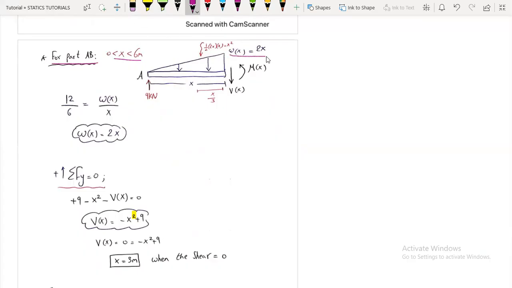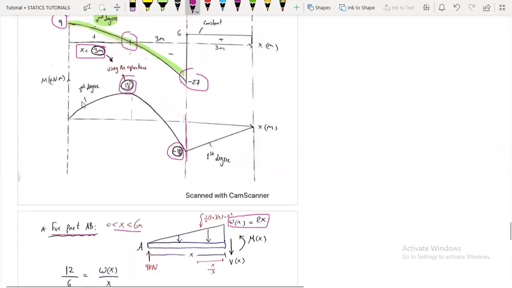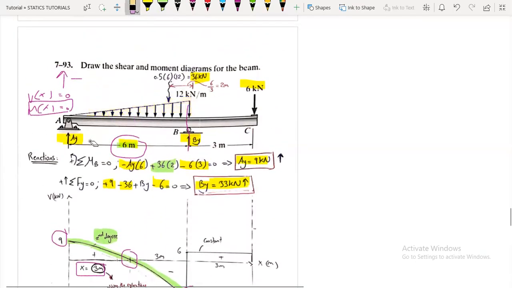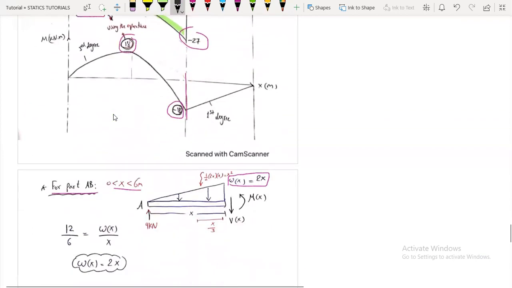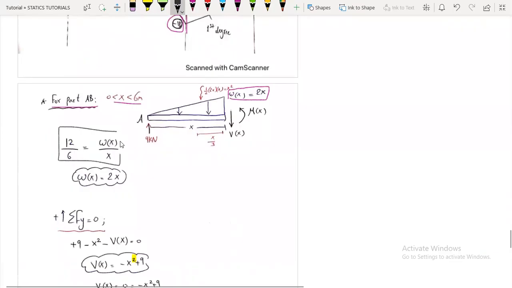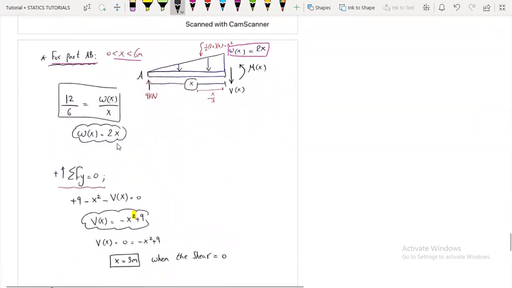But I should find the loading at the cut in terms of x. So here the triangle is what? 12. Here it's 12 over 6 meters. And I will say, okay, at the cut, it is omega x over x. So 12 over 6 equals omega x over x. Here it is x. So omega x will be 2x. Okay, here it is 2x. And here are our loadings.